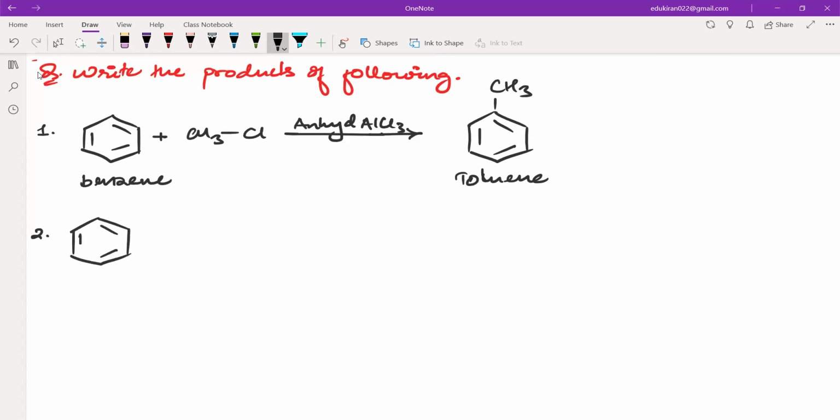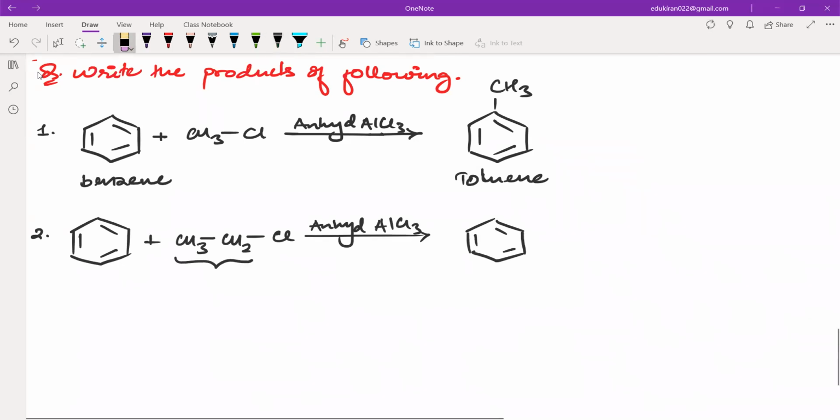Also write another reaction in which we have benzene with CH3CH2Cl, again in the presence of anhydrous AlCl3. Now tell me, what is the R group that will be attached here in the benzene ring? What will be attaching here? CH3CH2, that is CH2CH3. This carbon atom will be CH2 attached to CH3. Is this fine? Yes or no? Please tell me. Okay.